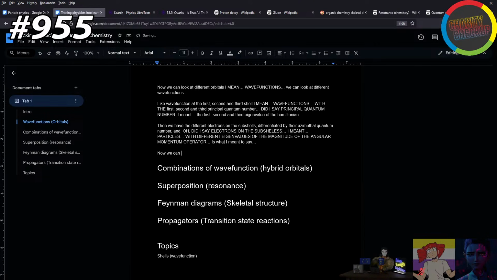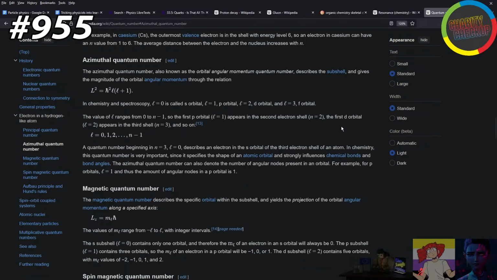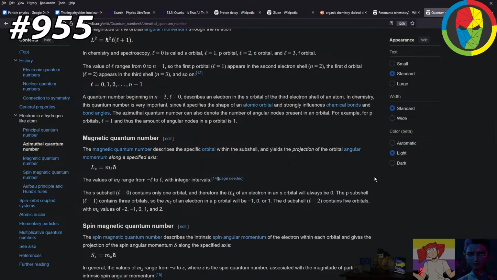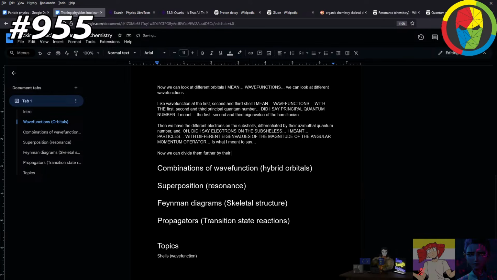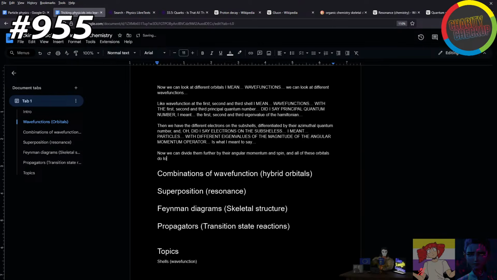Now we can divide them further by their angular momentum and spin. Moment, spin, and all of these orbitals look different. I mean, shit, wave functions. And then that's gonna be the entire first chapter.